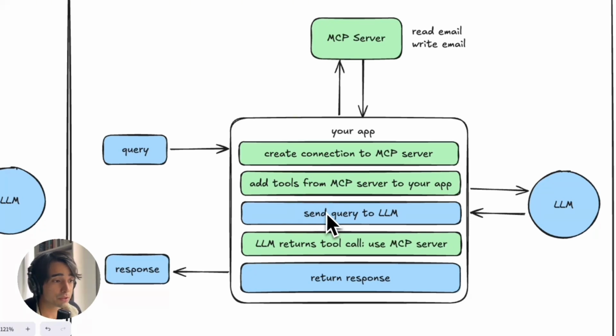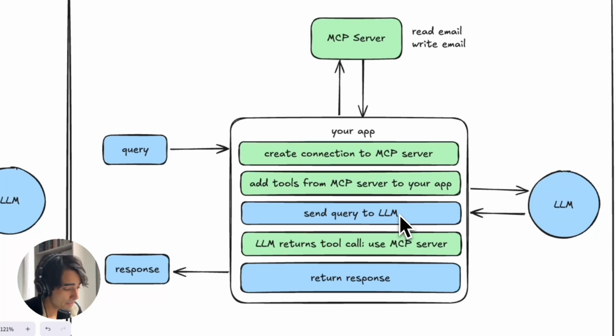Now what you're going to do is send the query to your language model, okay? But alongside the query, you're going to append within the request that you're sending to your language model the tools that it has available. So if the user says, hey, read me the latest email that I have, and you append the tools that it has available, which are read email and write email, the language model may return, instead of just a response, a tool call, okay?